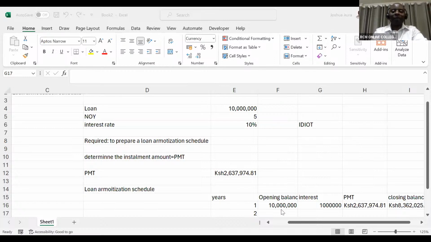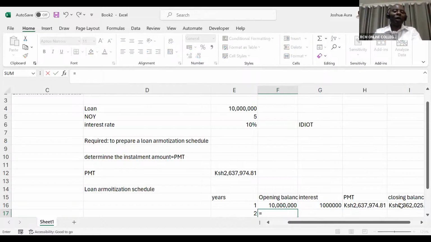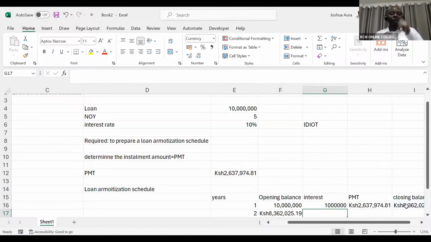Now then, ladies and gentlemen, let's go to the second year. In the second year, we start with the opening balance. You're the ones who told me, Mwalimu, opening balance for year 2 is the same as the closing balance for year 1. So you simply equals, and then pull the figure from here. Don't use enter, use tab to go to the next cell.